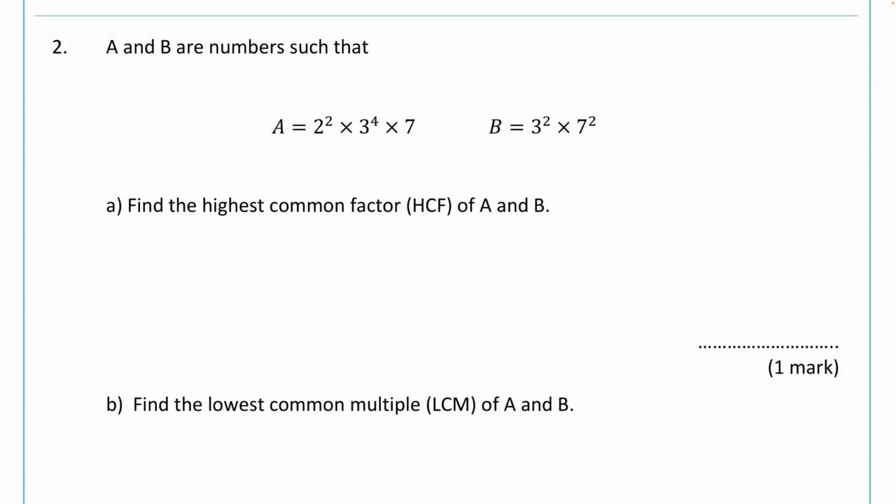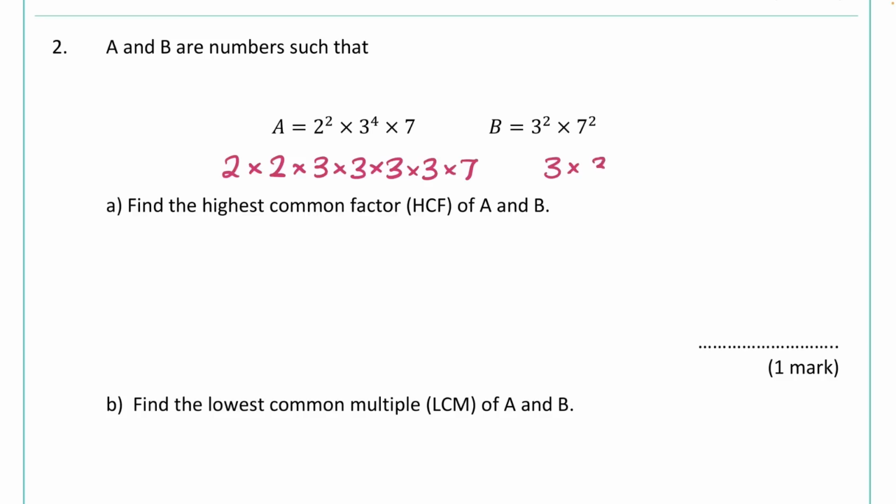Our next question is looking at highest common factor and lowest common multiple using this product of prime factor method. When we have a product of prime factors, and you can use this method even if you're given whole numbers instead of these prime factor versions, the way that I approach it is I write out the numbers in full in regards to all their prime factors. So here we have 2 2s, we have 4 3s, 1, 2, 3, and 4, and then this 7 at the end.